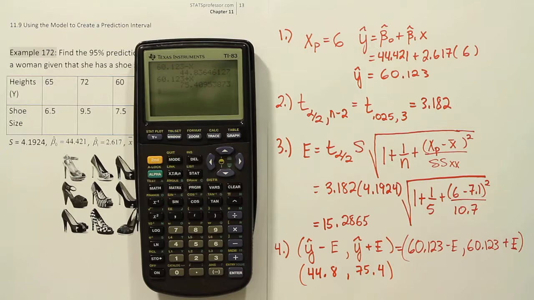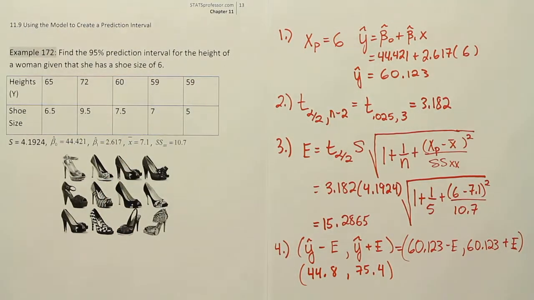So basically what we're saying is that we're 95% confident, right, that the woman who wears a size 6 shoe will be somewhere between 45 inches tall and 75 inches tall. Remember that 48 inches would be 4 feet, right? So of course this is saying that she's going to be somewhere between under 4 feet, and 75 inches is over 6 foot, which would of course be 72 inches. So we're saying she's somewhere between the heights, under 4 feet up to something greater than 6 feet, right?